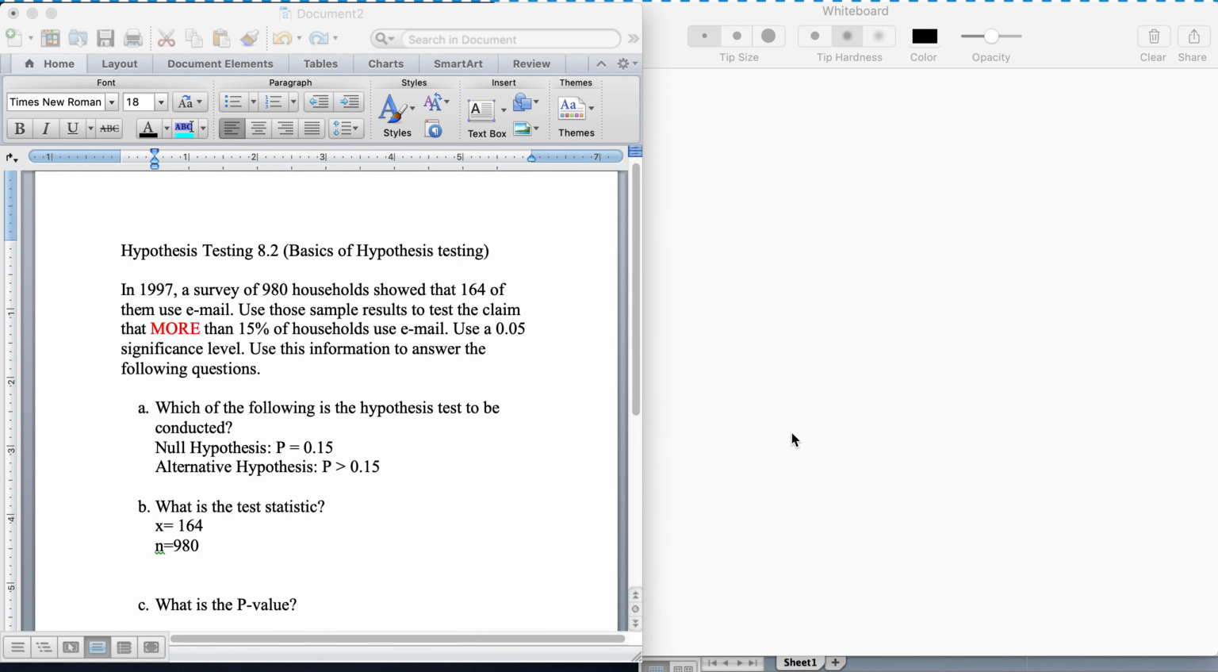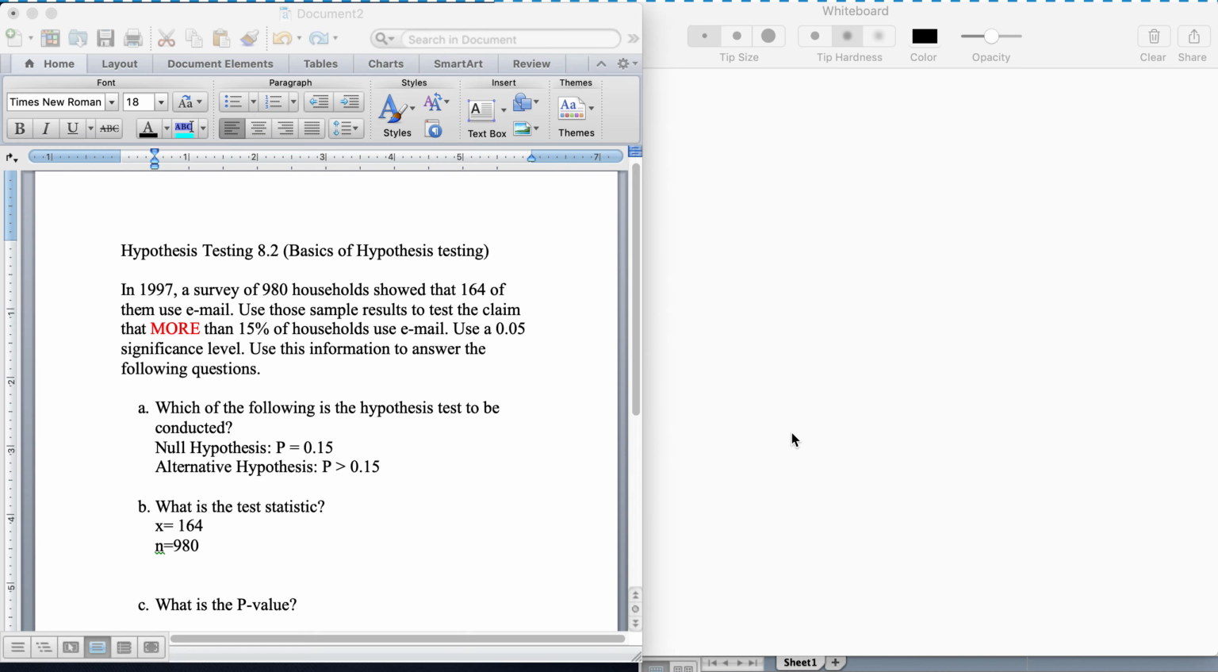Hello everybody, so today I'm going to be talking about hypothesis testing from 8.2, which is pretty much the basics of hypothesis testing. The reason why I chose this one for today is because it's the easiest one for me to understand and also explain.